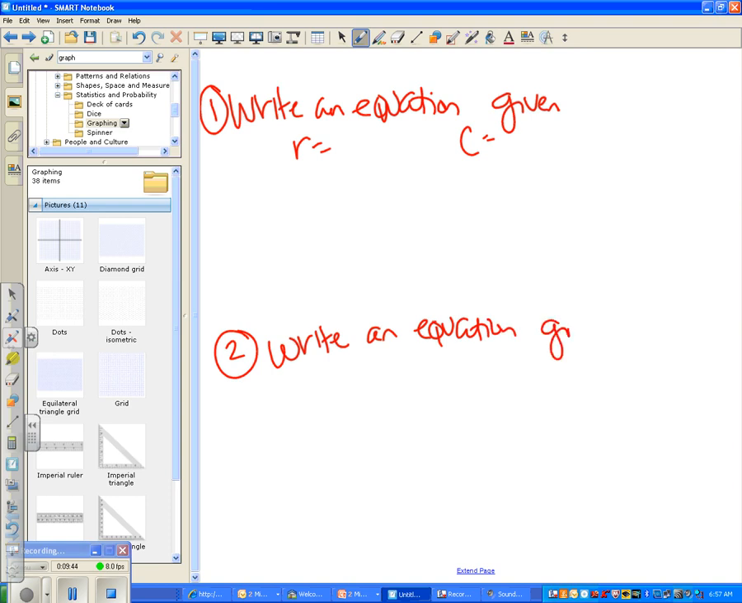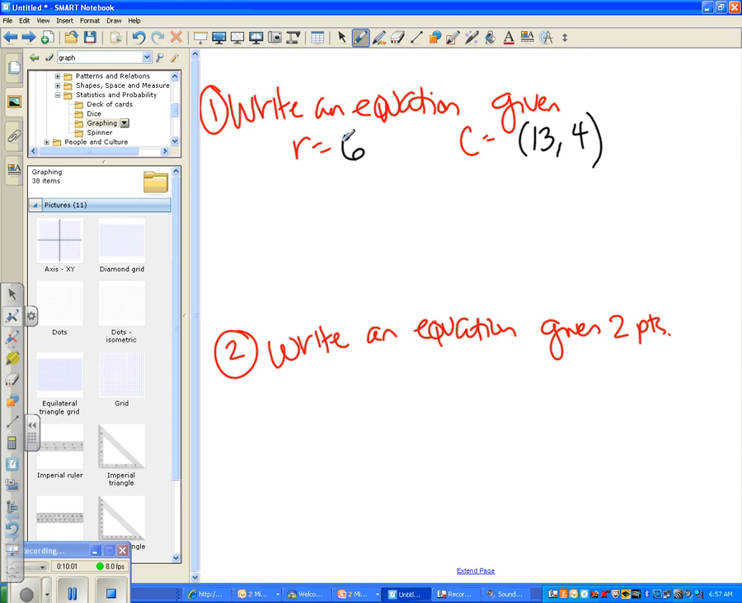All right, so this one's a little bit harder. This one's the easiest one. Write an equation given r and the center. So let's say that the r is 6. And let's say that the center is, let's see, my favorite number is 13 and 4.